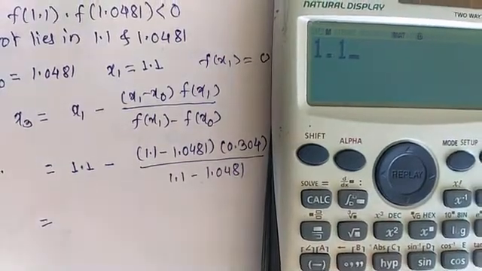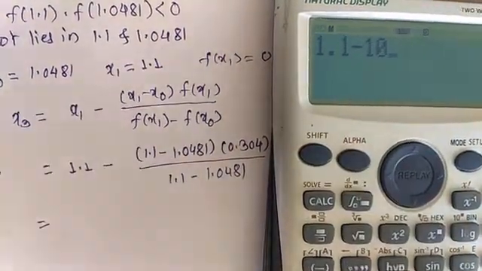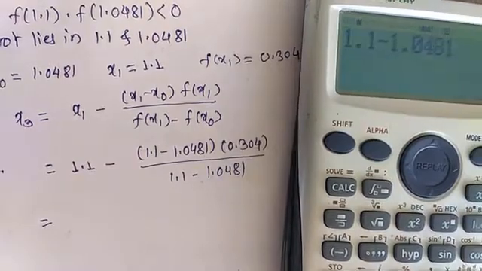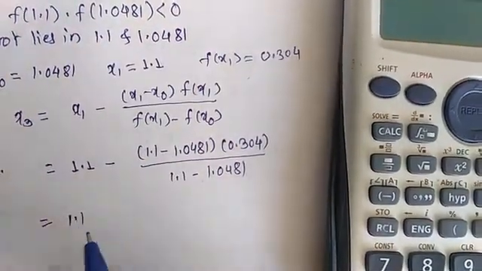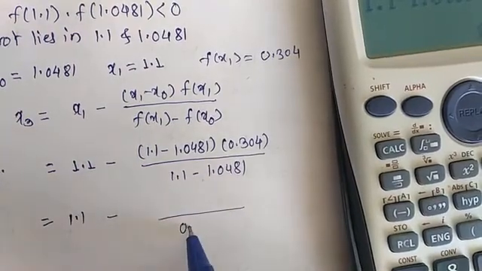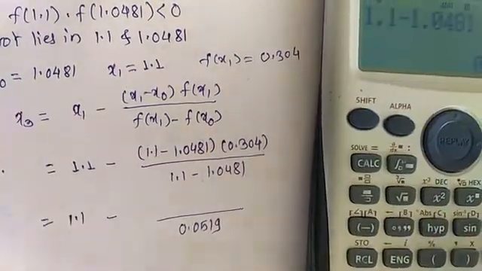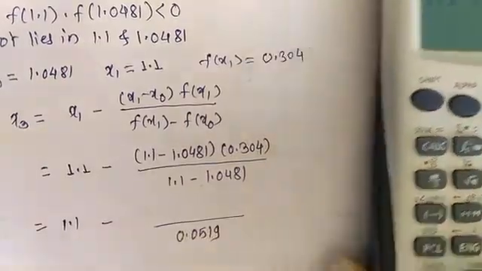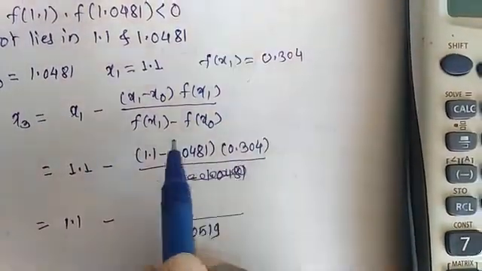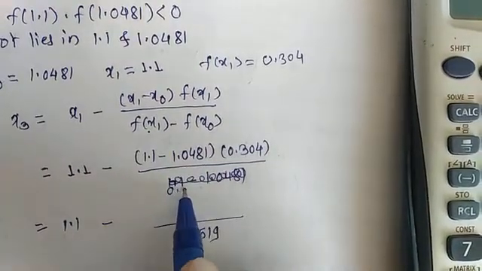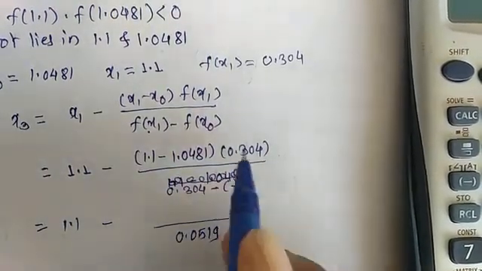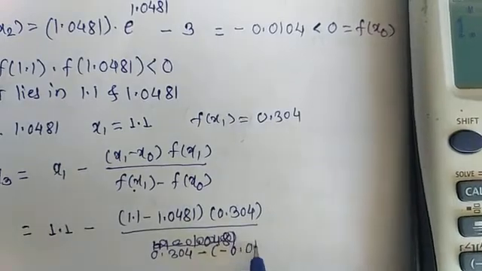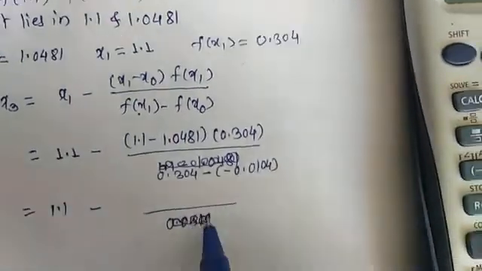1.1 minus 1.0481, which is equal to 0.0519. Sorry, wait for a minute. Sorry, I have written wrong values here. Here it should be f of x1. f of x1 is 0.304 minus f of x naught, whose value here is minus 0.0104. Okay, so this will be changed.